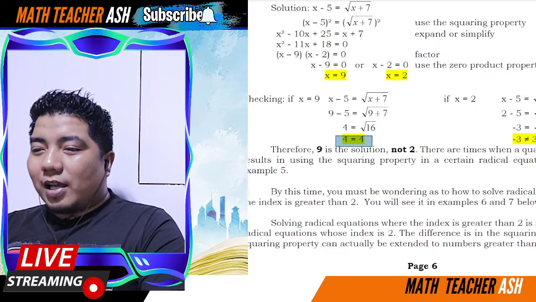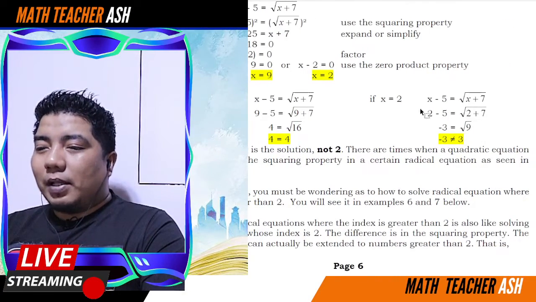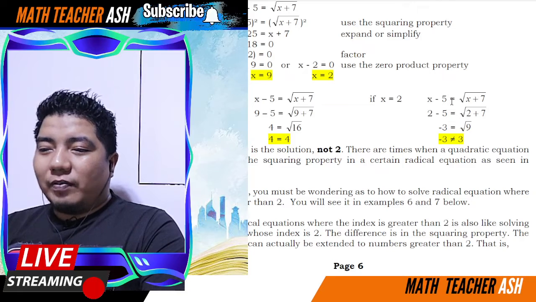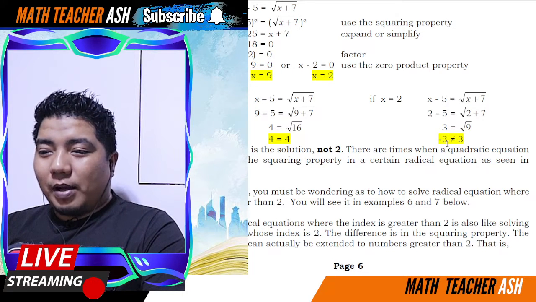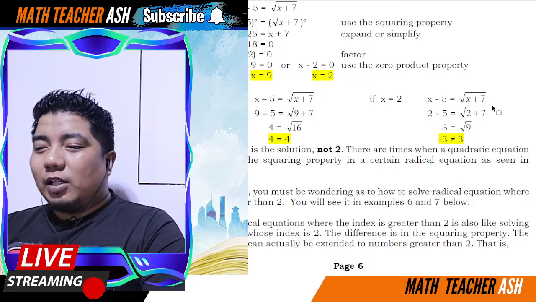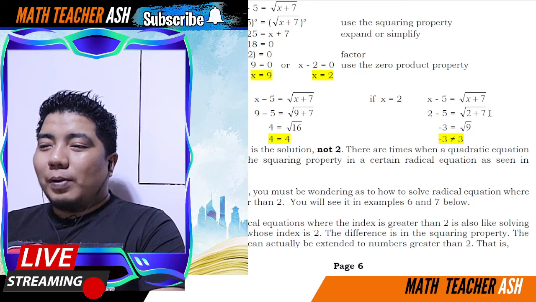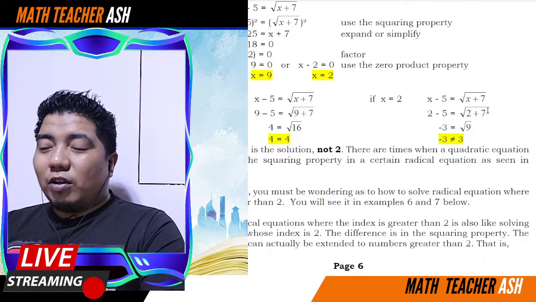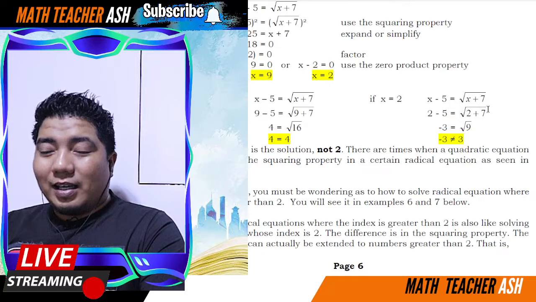How about kay 2? Okay, kung kay 2 naman tayo, 2 minus 5, that is negative 3. Okay, tama. Ito, left side. How about dito sa right side? 2 plus 7, that is 9. The square root of 9 is 3.